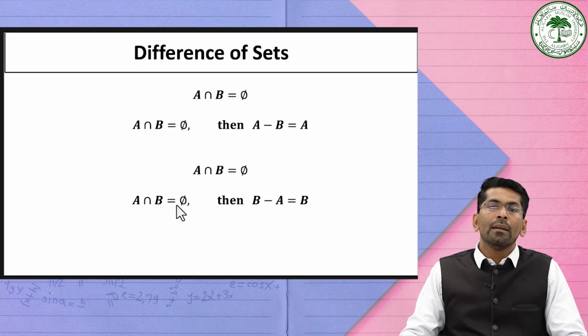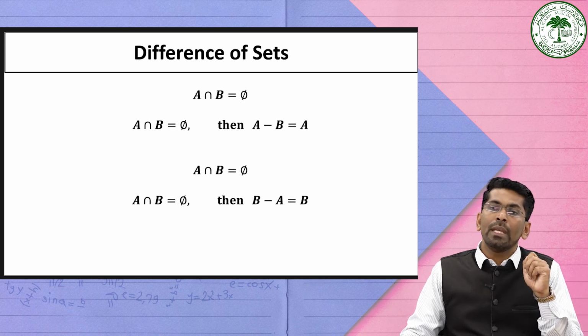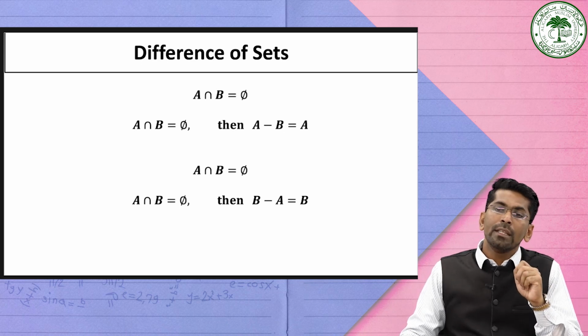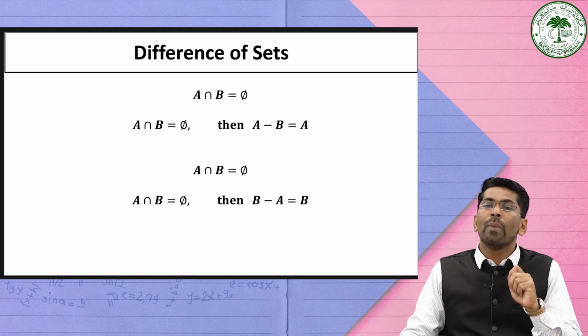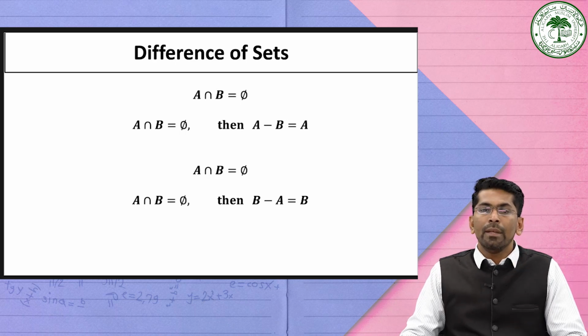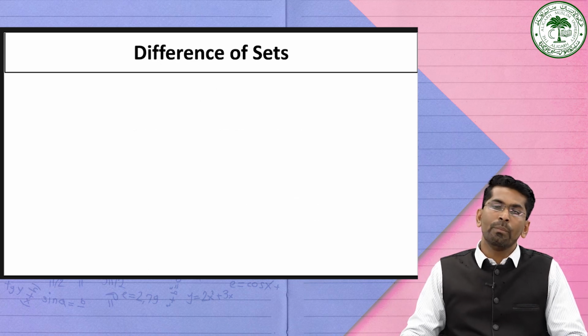See here, A intersection B is equal to phi, that is the null set, then B minus A is equal to B. This is because in B minus A we are removing the elements of A from B. Since there are no common elements, B remains unchanged, and mathematically we can say that if A intersection B is equal to phi, then B minus A is equal to B.